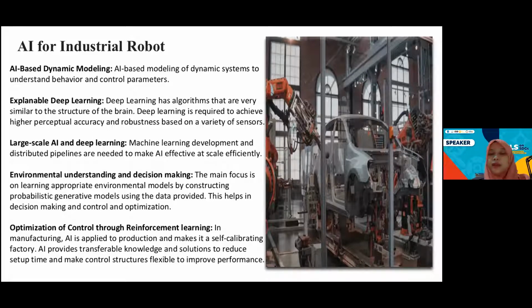And if we have already implemented deep learning, we can make large scale AI and deep learning. So machine learning development and distributed pipelines, because maybe the company or industry has not only one manufacturing site, but several in different areas or cities. They can put in large scale AI and deep learning to make AI effective at scale and efficient.